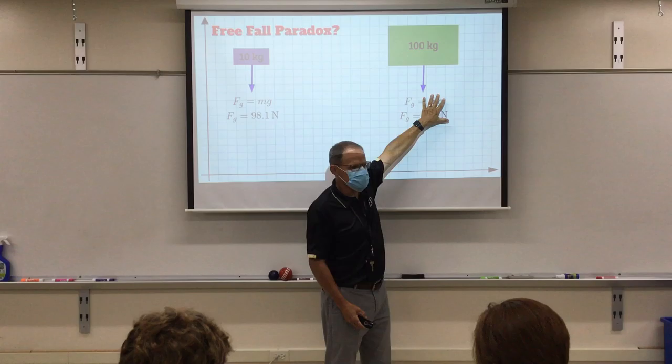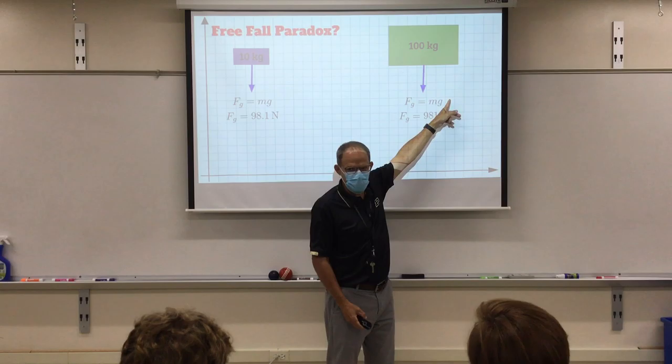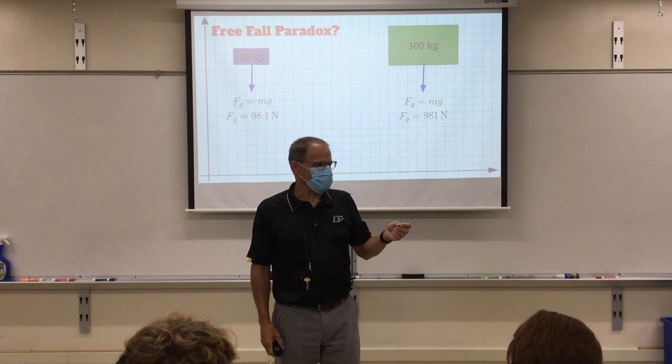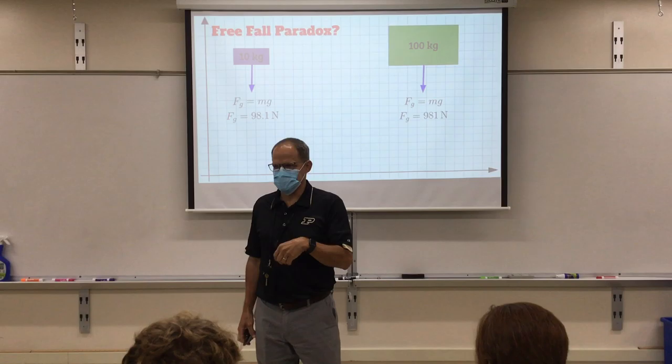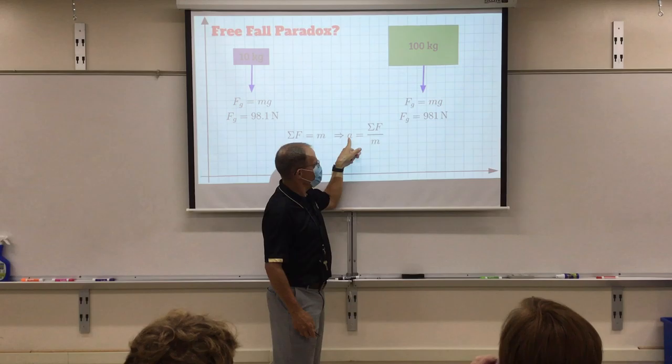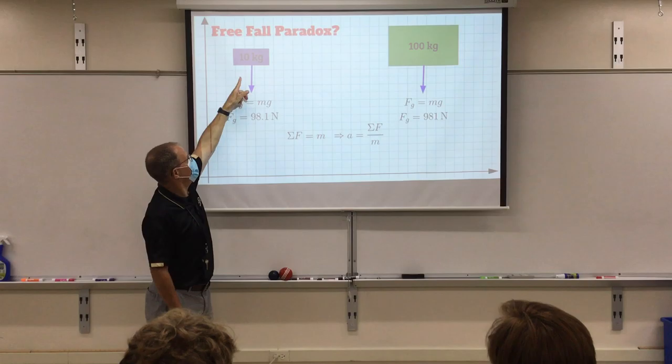So the gravity does pull harder on a bigger rock, but a bigger rock also has more inertia, which opposes changes, right? Which one's harder to get going? The big rock. So it's harder to get going and it's harder to stop. So although gravity pulls harder on it, it's harder to get it going. Having twice the force on the car, but twice the mass doesn't change its acceleration, right?